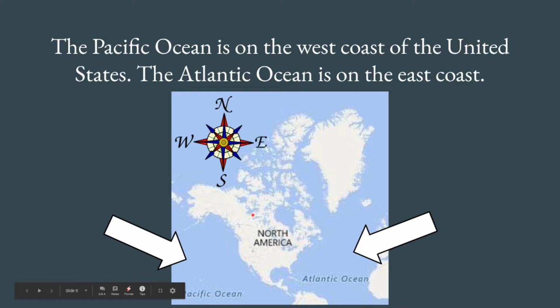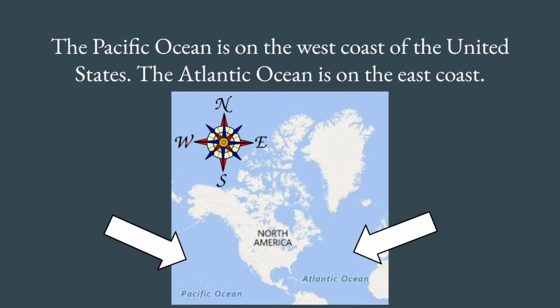And so we can know directions by using this little thing up here, which is called a compass. So we have N for north, S for south, E for east, and W for west. And so north is up, south is down, east is right, and west is left.